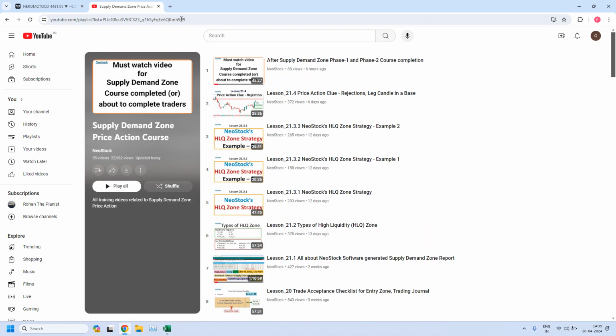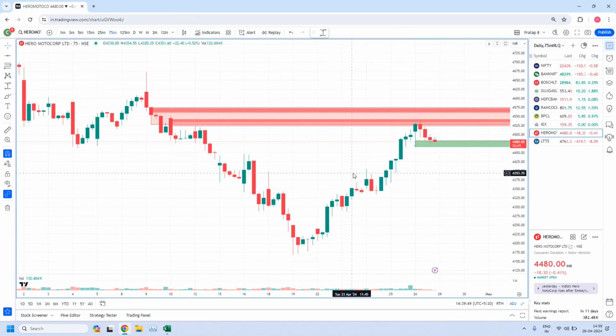Now let us get into the analysis of the high liquidity zones generated in our yesterday's report. Yesterday we identified 8 high liquidity zones from daily and 75 minutes time frame. Out of these 8, we got only one trade, and it is successful. It is Hero Motor Corporation Limited. This is a 75 minutes high liquidity zone.